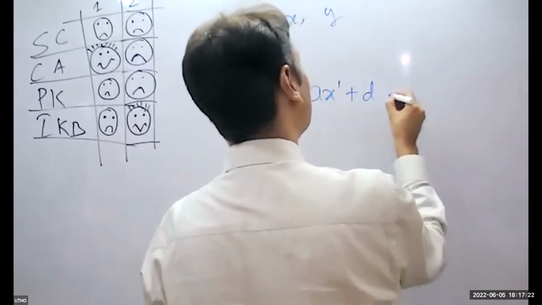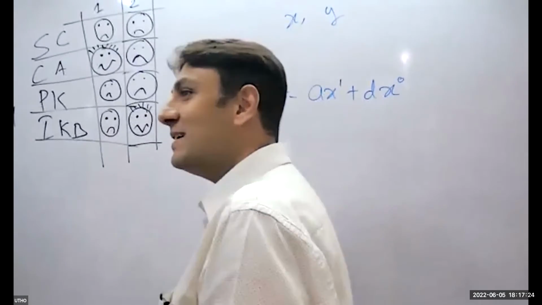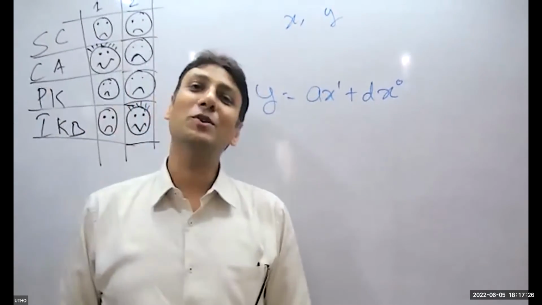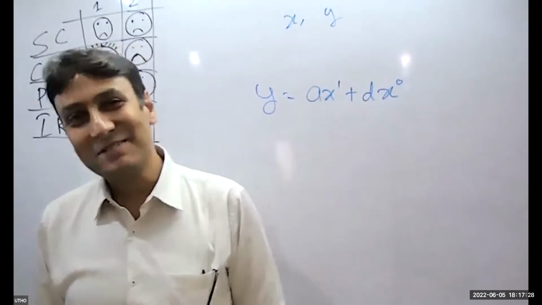So I will not leave you, don't worry. So this is not linear. This is not a linear equation because the only exponent is not 1. There's an exponent which is 0.